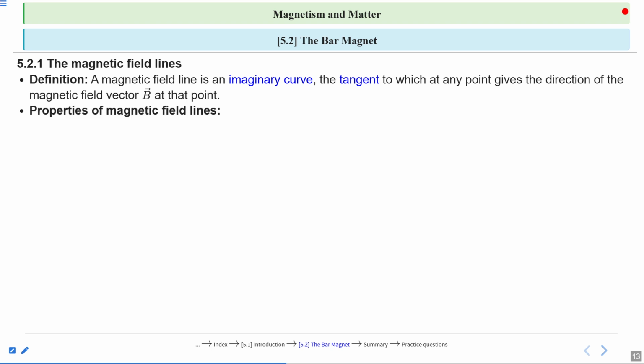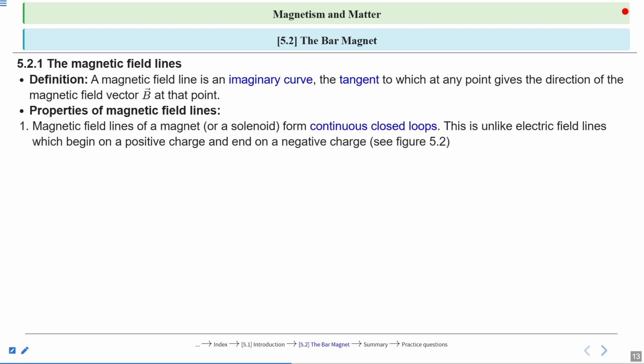Now we will see the properties of magnetic field lines. The first property: the magnetic field lines of a magnet or solenoid. The magnetic field pattern of a solenoid and a bar magnet is similar, and we will also discuss that. Magnetic field lines of a magnet or a solenoid form continuous closed curves. But in electrostatics, we have discussed that electric field lines do not form closed loops. That's why they are conservative in nature.